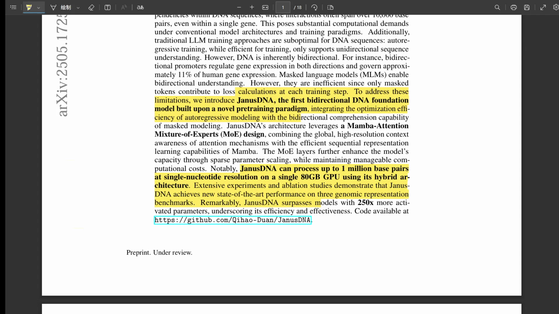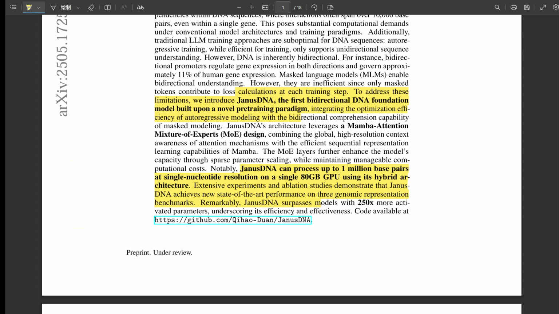The notes highlight two main strategies, a new training method called Janus modeling and a special hybrid architecture. Plus, there's a specific way it handles the DNA's reverse complement. Okay, let's tackle that first one. Janus modeling, you said it tackles that efficiency versus bidirectionality problem. How does this novel pre-training paradigm work?